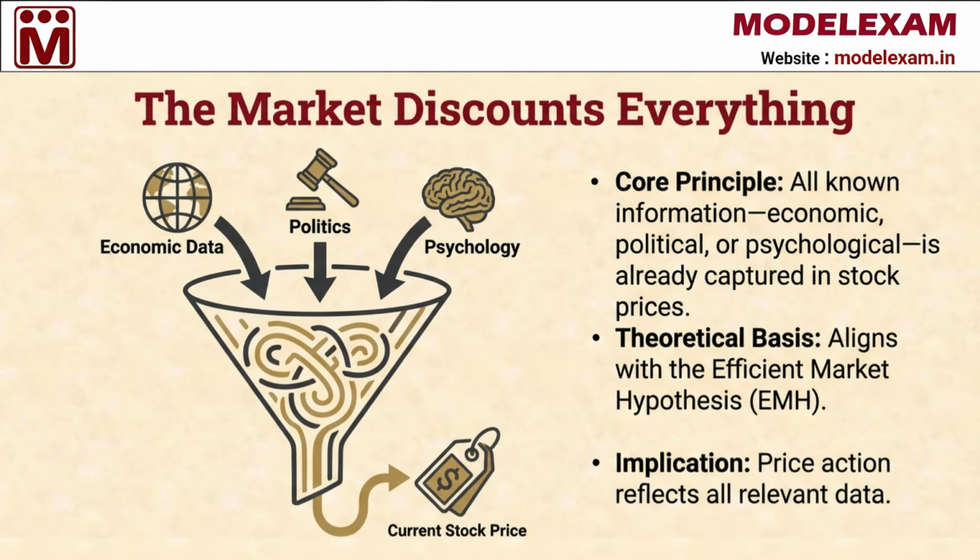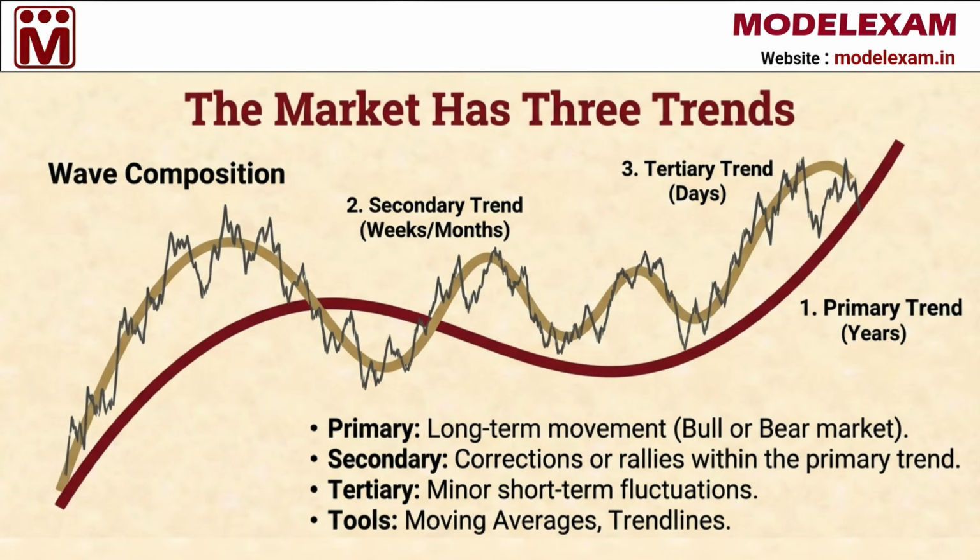This aligns with what we call the efficient market hypothesis. It means that by the time you hear the news, the price has likely already changed to reflect it. The second principle tells us that the market has three trends. Think of the ocean. First, you have the primary trend, which is like the tide coming in or going out. This is the long-term movement that lasts for years, either a bull market or a bear market.